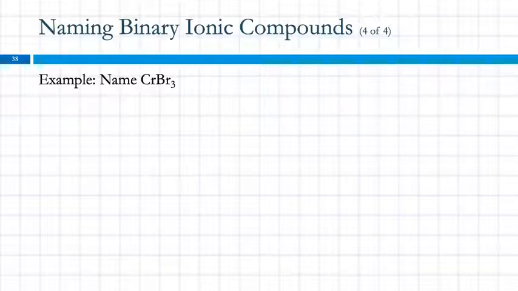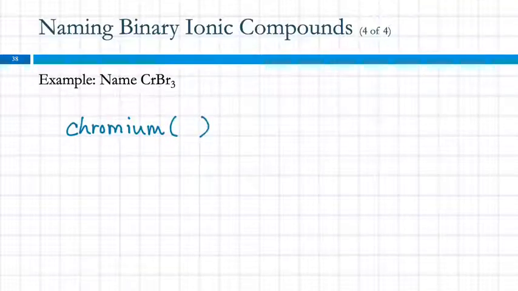So let's look at this one, CrBr3. I'm supposed to name this. Well, is the first one a metal? Yes, it is. And what is its name? Chromium. Is chromium in groups 1A, 2A, 3A, zinc, or silver? No. It needs a Roman numeral. I might not know off the top of my head what that Roman numeral is, so I'm just going to put the parentheses here and save a space for it. I'll figure that out later. And then bromine, bromide. I leave a space, bromide.